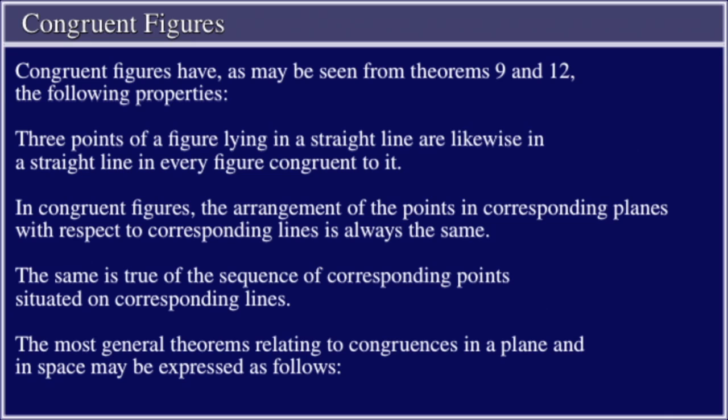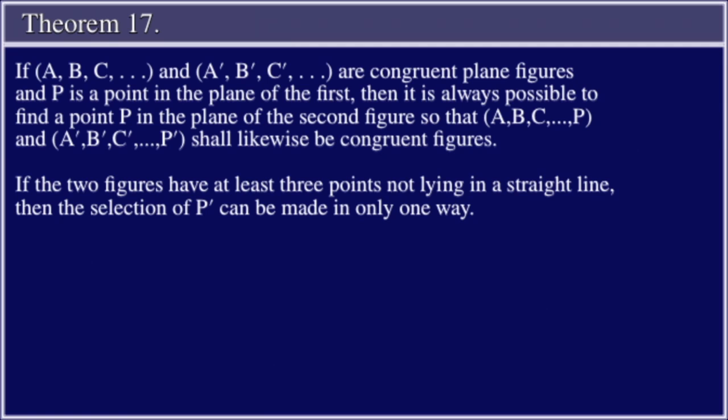The most general theorems relating to congruences in a plane and in space may be expressed as follows. Theorem 17. If A, B, C, etc., and A', B', C', etc. are congruent plane figures, and P is a point in a plane of the first, then it is always possible to find a point P' in the plane of the second figure, so that A, B, C through P and A', B', C' through P' shall likewise be congruent figures. If the two figures have at least 3 points not lying in a straight line, then the selection of P' can be made in only one way.